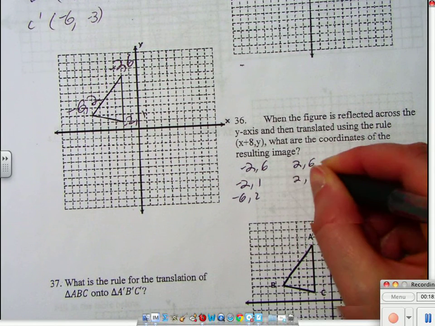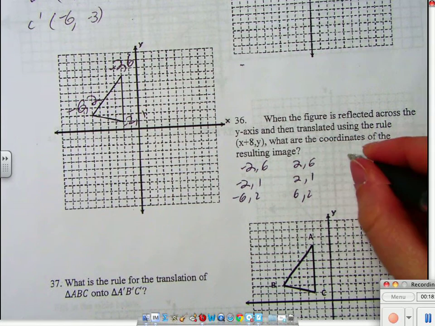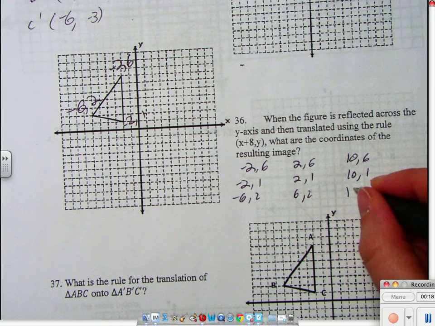And then we're going to add 8 to all of these, so it's going to be 10, 6, 10, 1, and 16, 2. So those are going to be my new final answer.